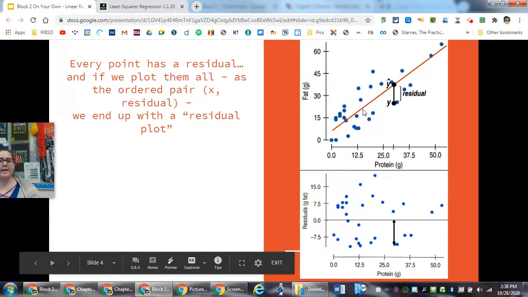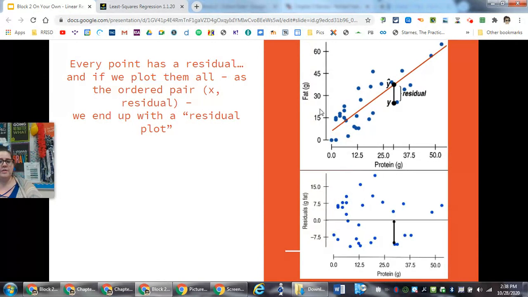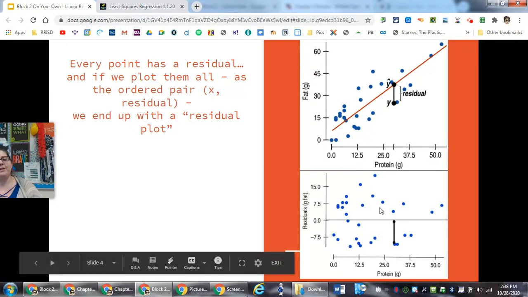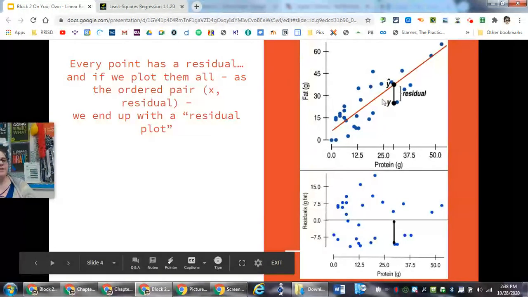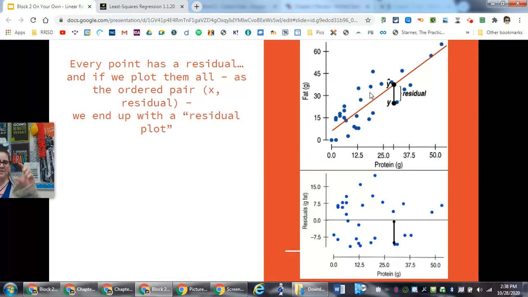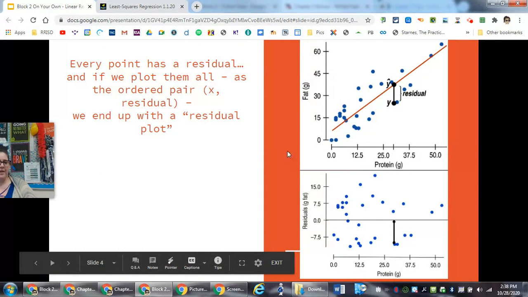Here's the original data: a bunch of different food items, their protein versus their fat. Down here is the residual plot. The x is still protein grams, but now my y is the residual, the difference between observed and predicted fat grams based on our linear regression model. What the residual plot does is take that line of best fit and make it a horizontal line at 0. It helps magnify the differences between each point and the line and makes them the focus.